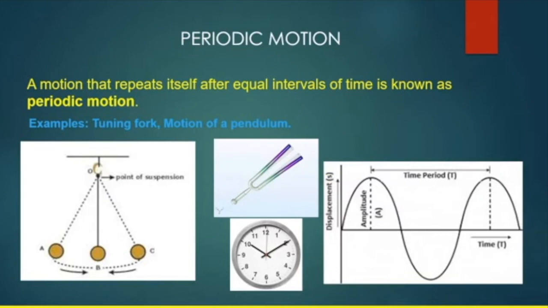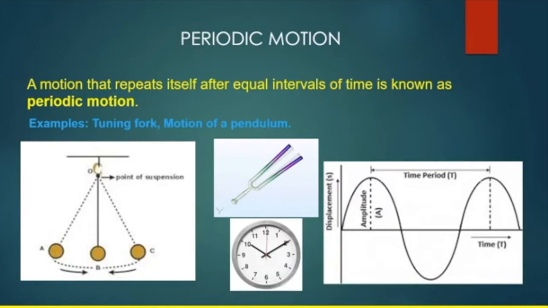So periodic motion is a motion in which the motion repeats itself after equal intervals of time. So if a particle is moving and following some path, and then after some time it repeats itself, then the motion is called periodic motion. The example of the periodic motion can be a tuning fork, motion of a pendulum, or movement of the needle in the clock.